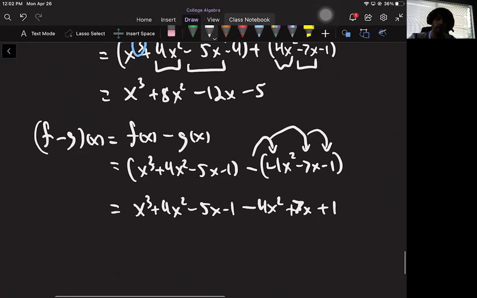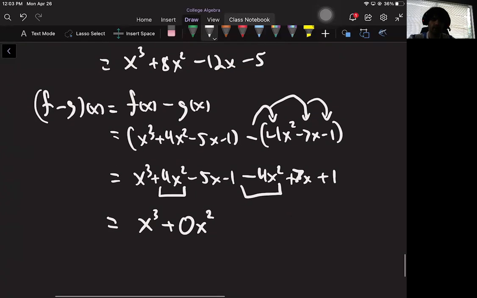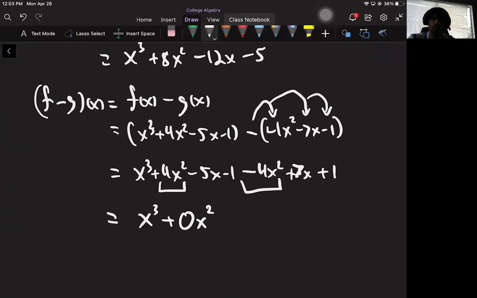Now I can combine like terms. Again, there's only one x cubed term, so it's not going to change at all. These will actually cancel because I have a positive 4x squared and a minus 4x squared. So what I have not been doing is writing zeros, but you could do that. Whenever I was missing a term, I'll scroll up after and show you, I wasn't writing that there were none, but you could do that. So I'll write it for now.